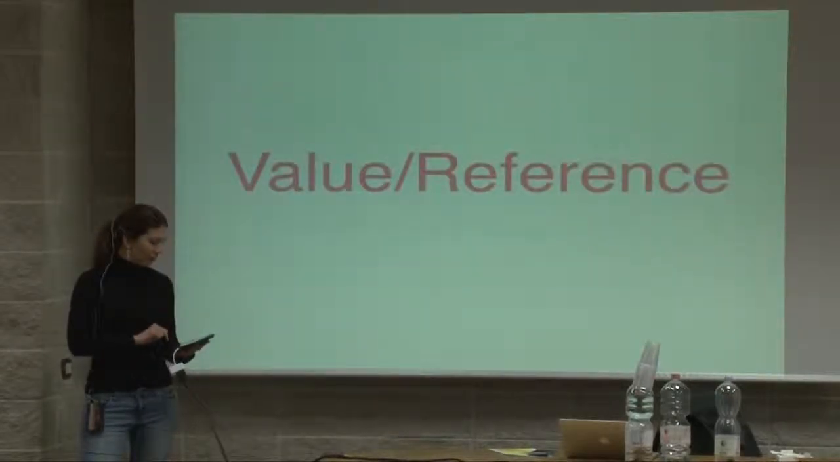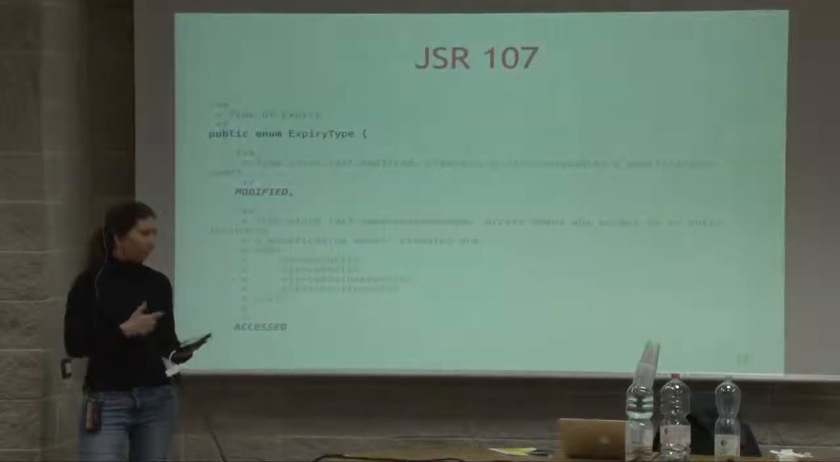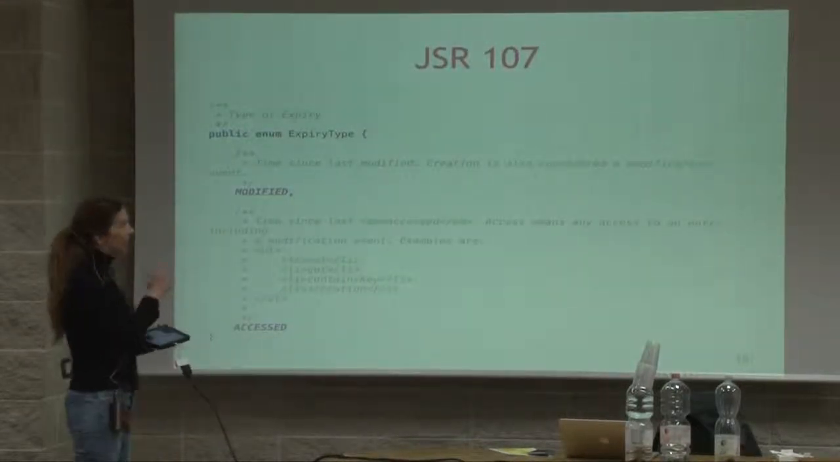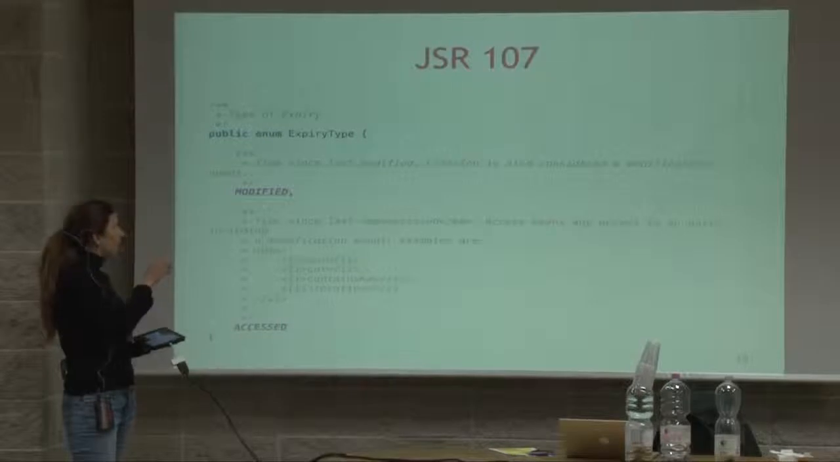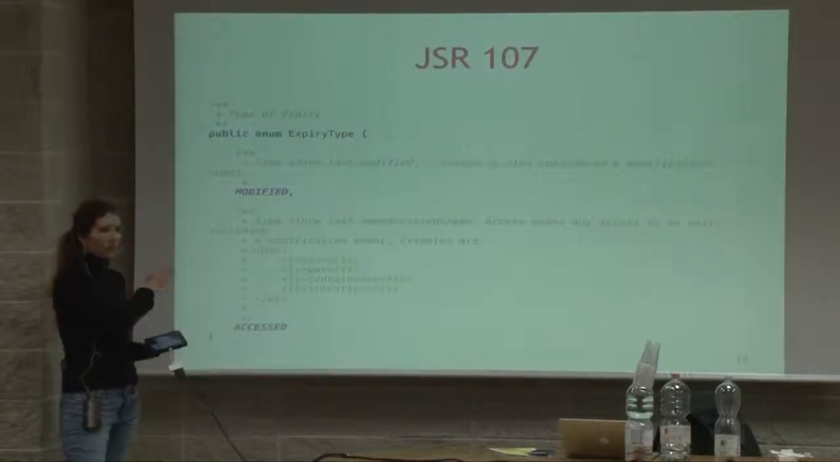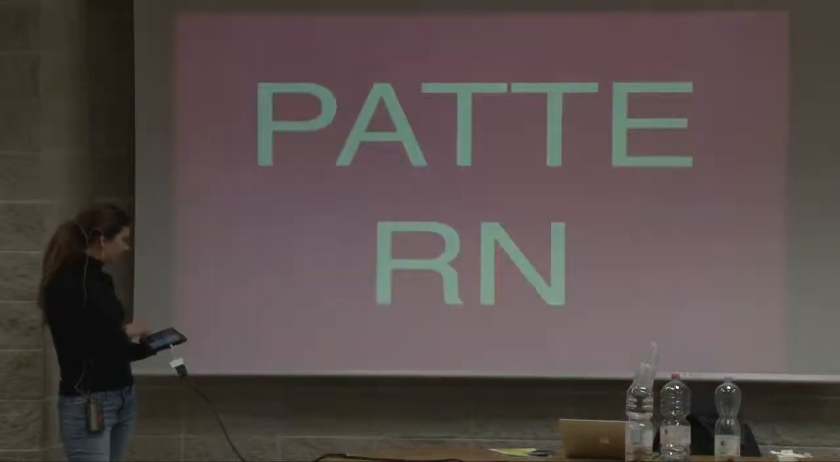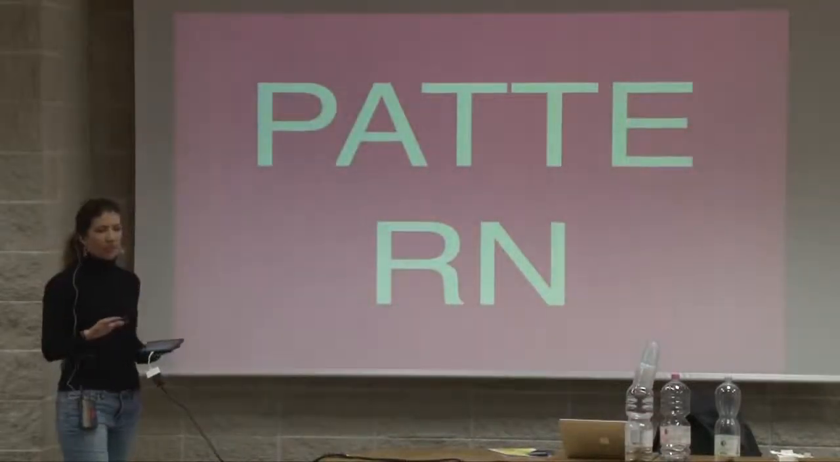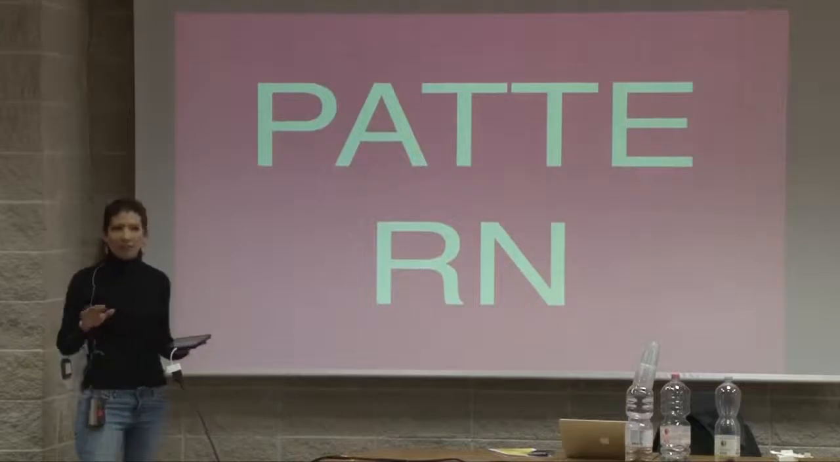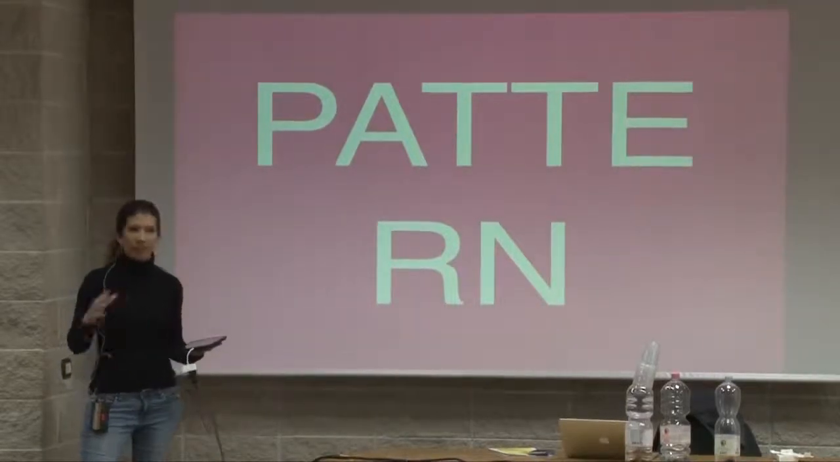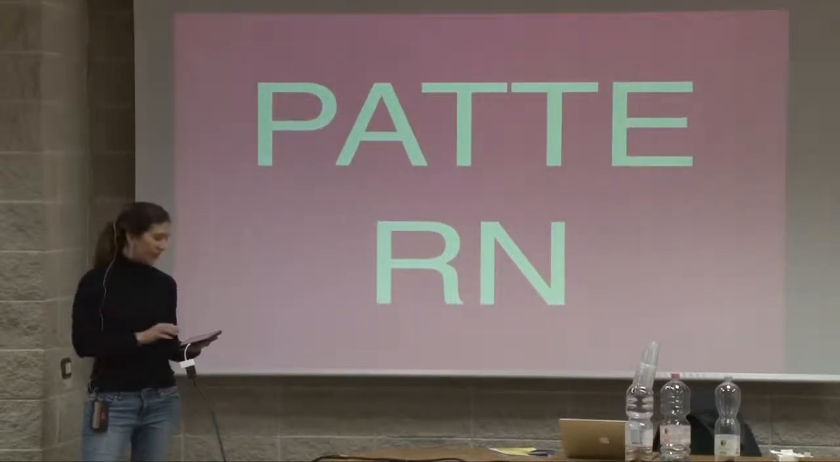Oops, sorry. So this is the expiry type. In fact, in JSR 107, you've got modified and accessed, so TTI and TTL, okay? So that's basic stuff. Just think about a cache like a map, okay? A simple map that can expire or remove elements.